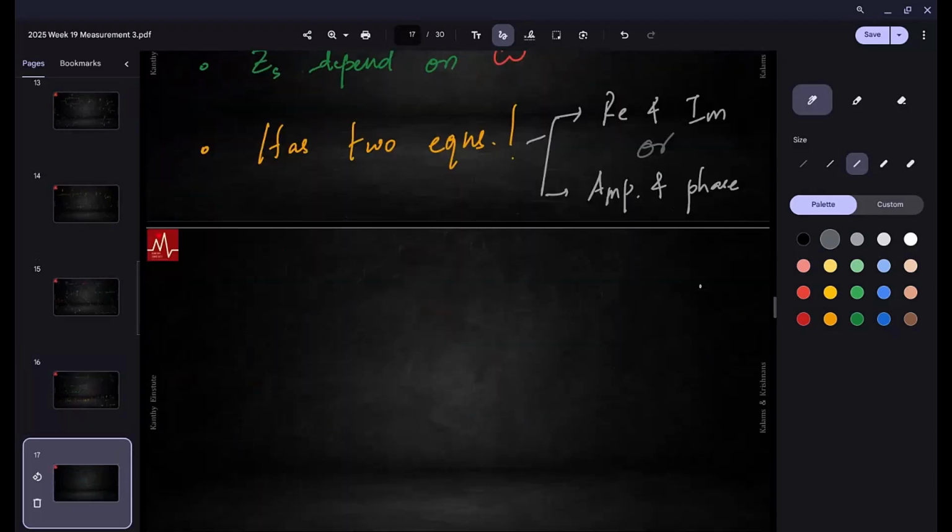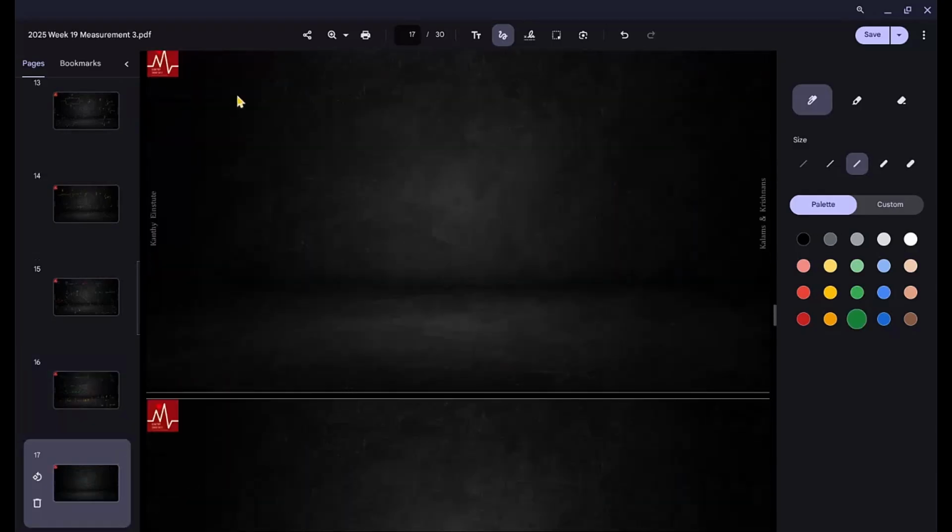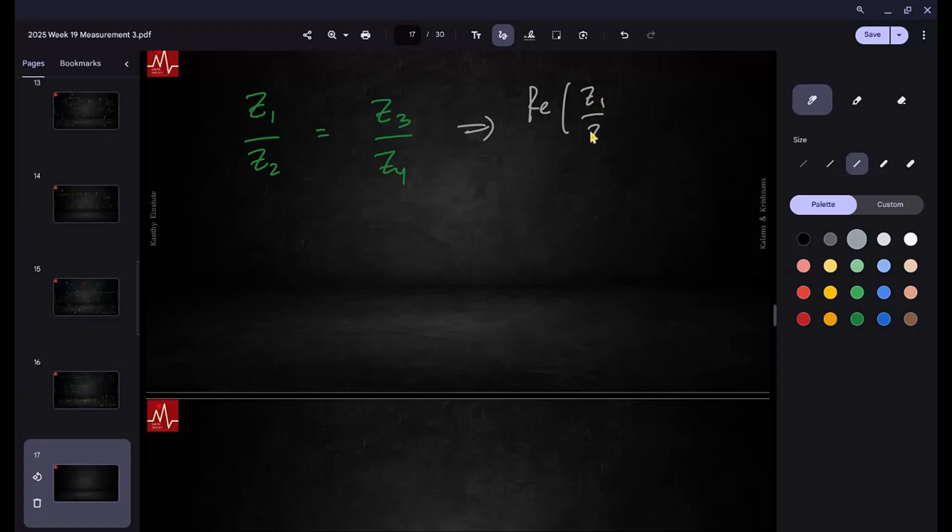Okay, so let me write it down here for clarity. Z1 by Z2, Z3 by Z4. And this implies the real part of Z1 by Z2 equals the real part of Z3 by Z4. This appears complicated if I write it this way, but this now gives a real equation and then an imaginary equation.